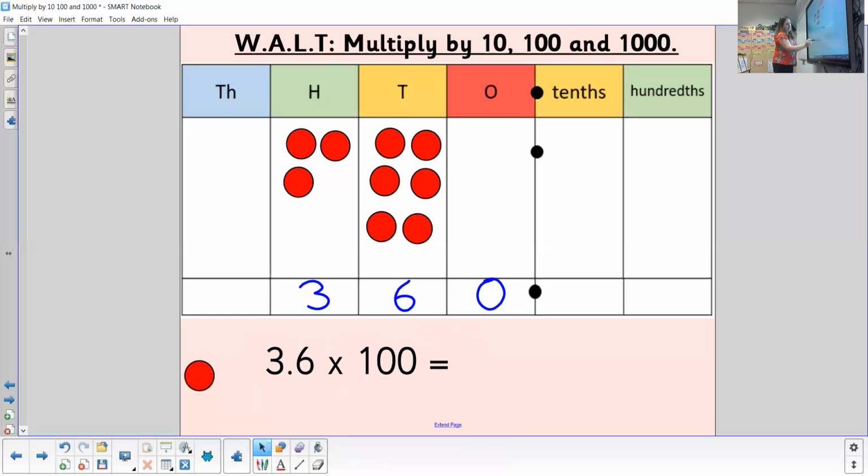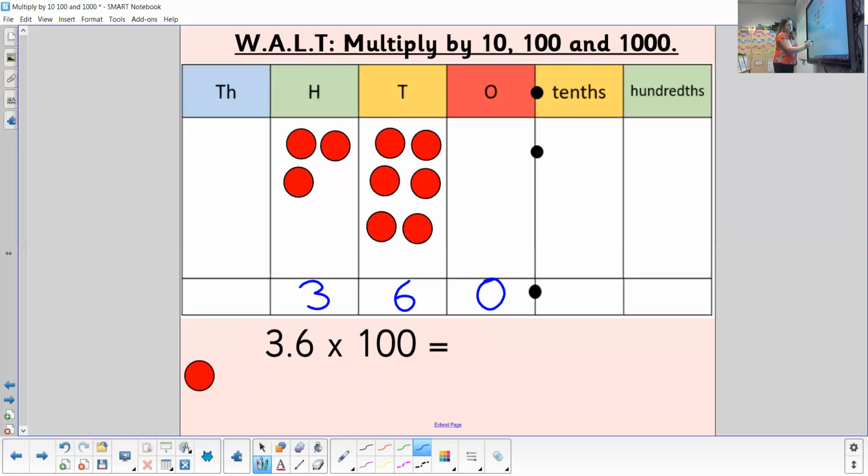So if I have a look at it on here with my cheating method, I'm going to move my point 2 places.